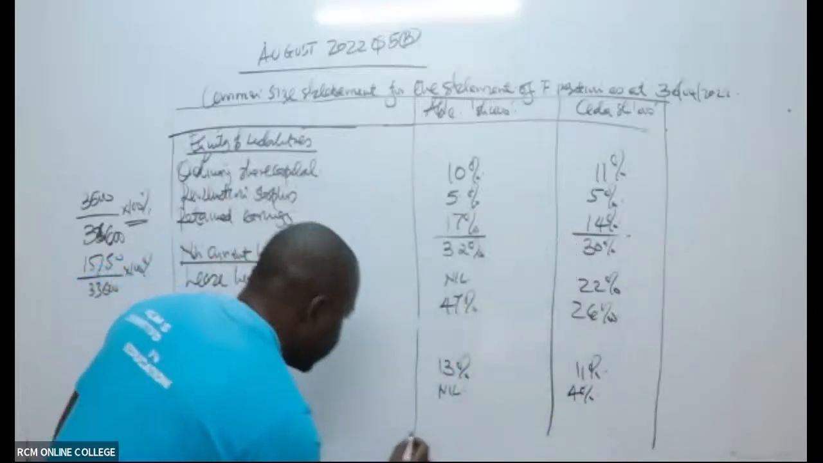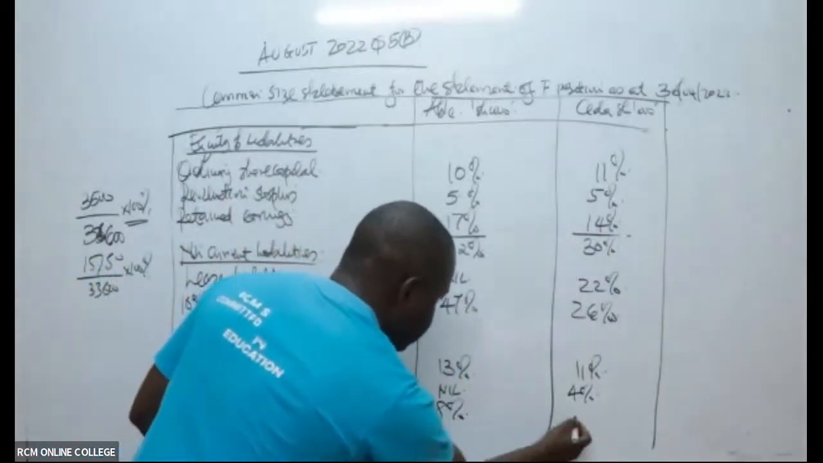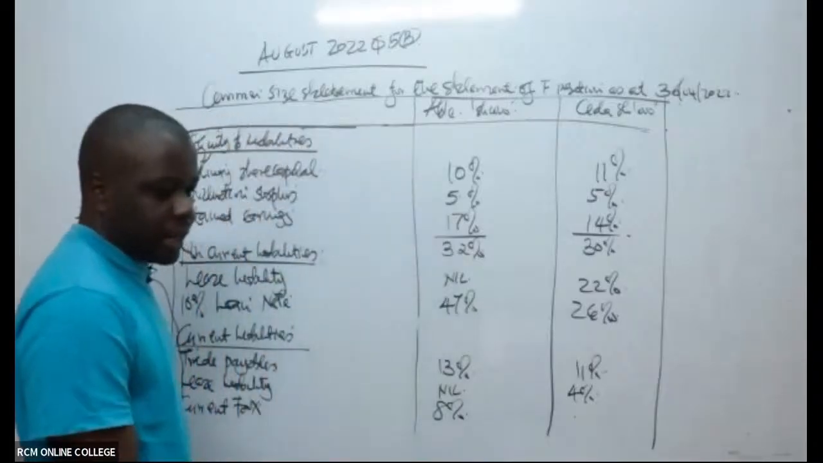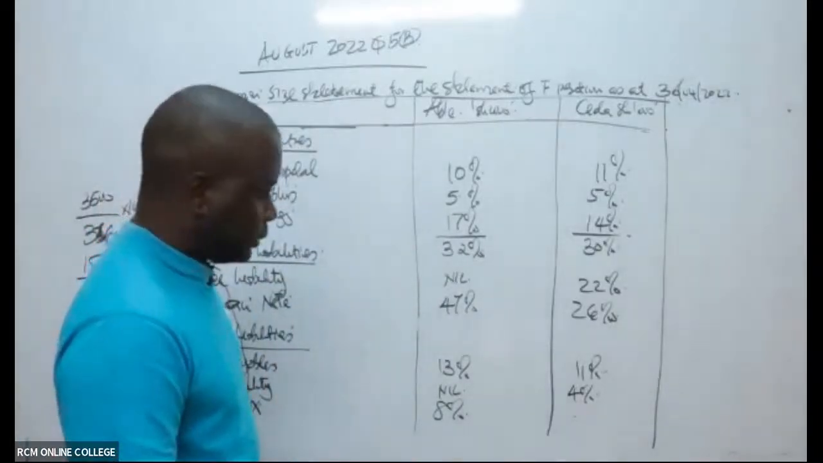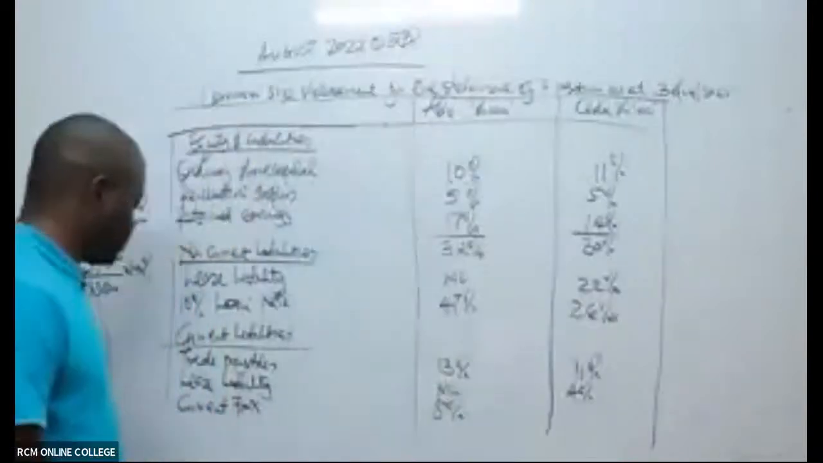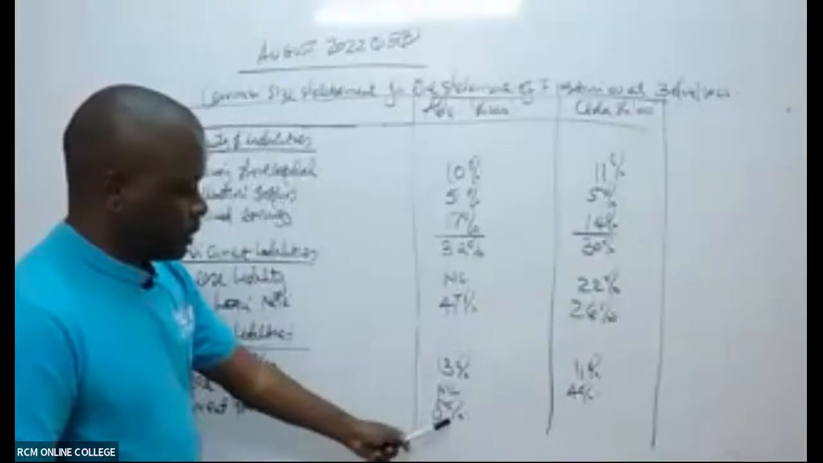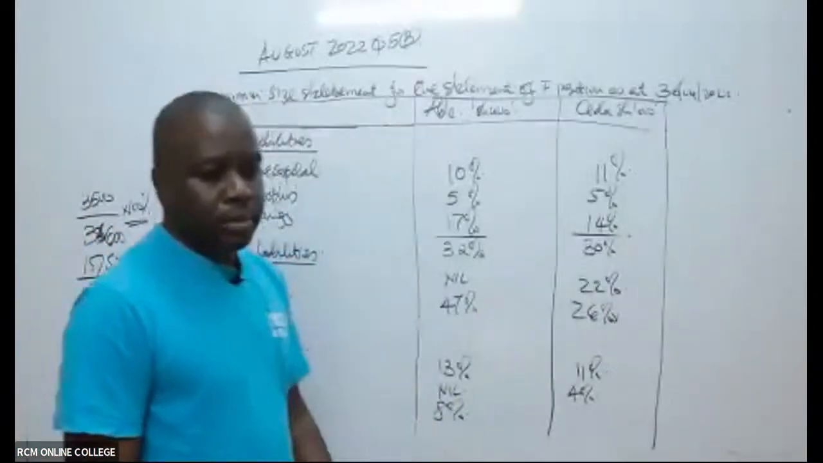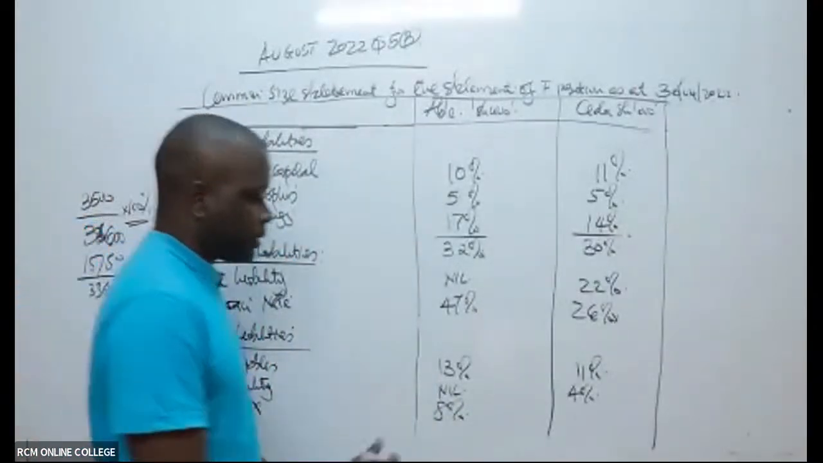Then we have, in this case, current tax 8%. What about this other side for the current tax? This one is 8%. Current tax here is 8%. What about for SEDA? 7%.